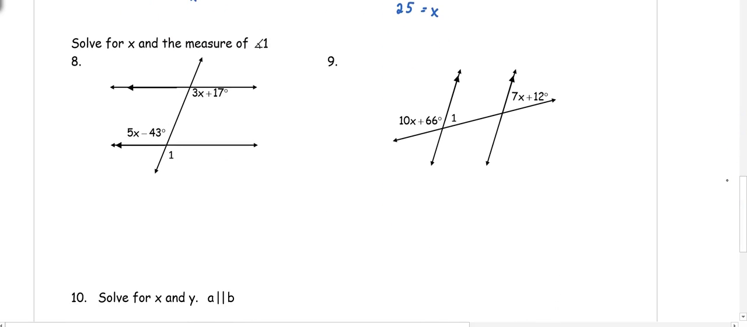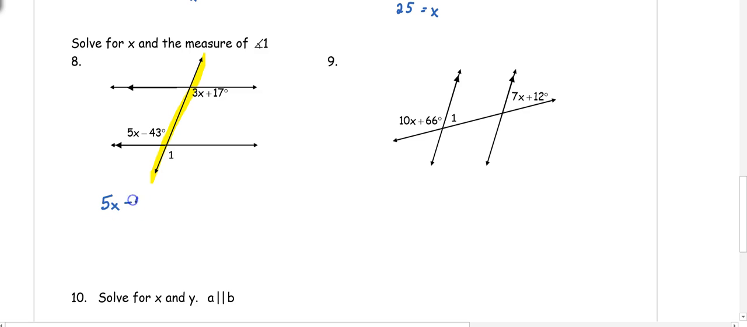Now, solve for x and then find the measure of angle 1. So at number 8, when I look at my arrows, these arrows are telling me that the lines are parallel and I have my transversal. So if I look at just the angles for now and I ignore where number 1 is, they're on alternate sides of my transversal, and they're between the lines. So they are alternate interior angles, which are congruent.